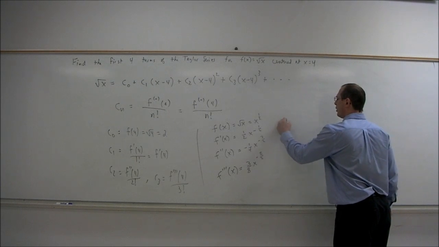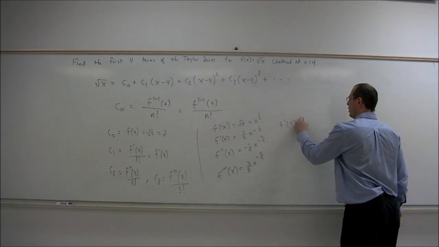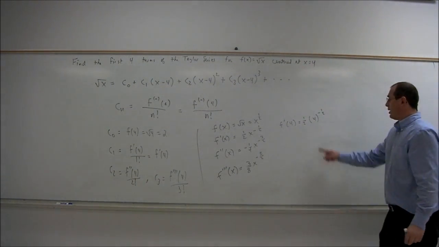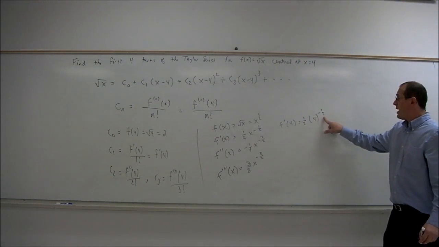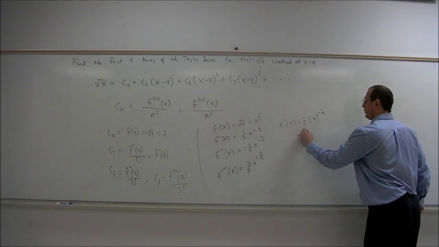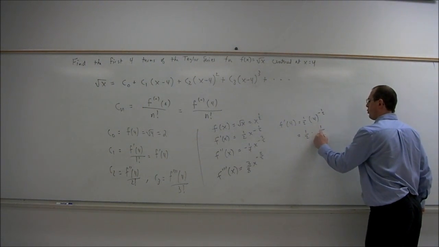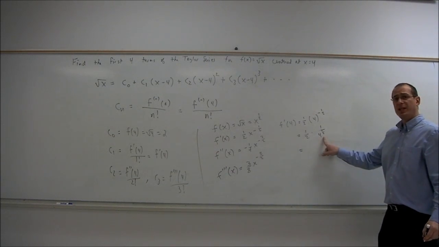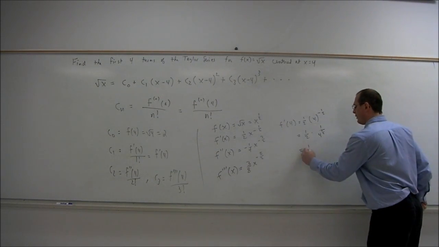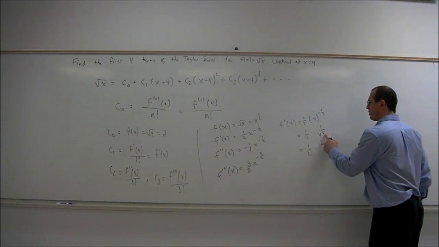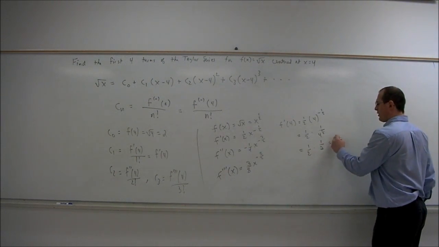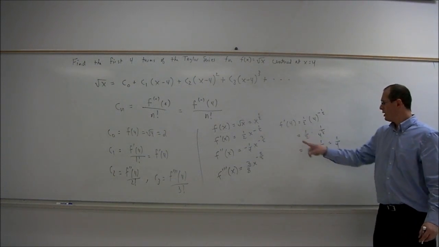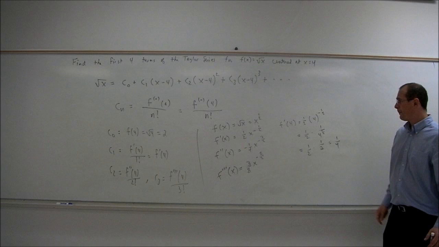So f prime of 4 is 1/2 times 4 to the power minus 1/2. 4 to the negative 1/2 means 1 over 4 to the 1/2. The 1/2 power means take the square root. So 1/2 times 1 over the square root of 4, which is 2. 1/2 times 1/2 is 1/4. So f prime of 4 is 1/4.